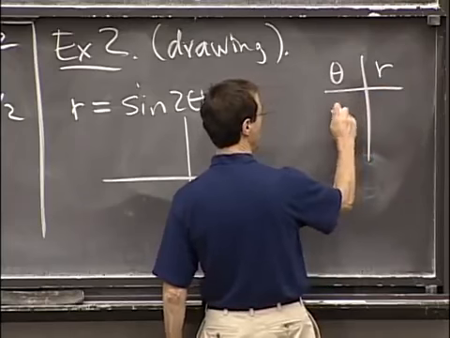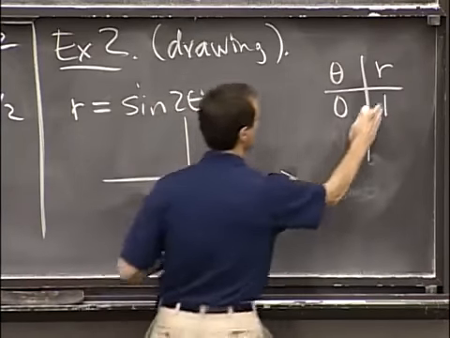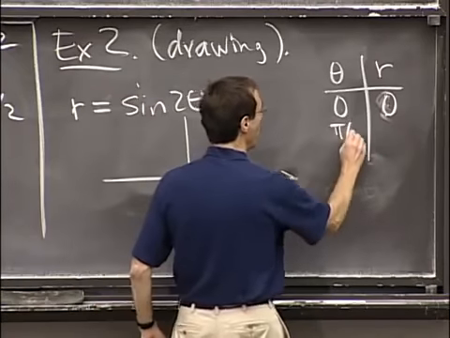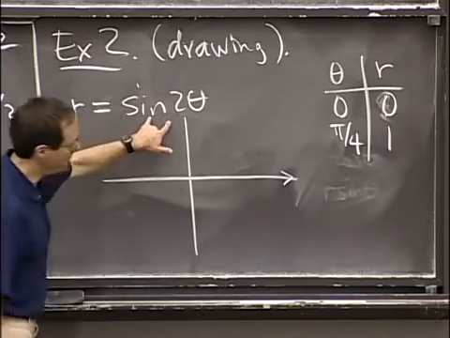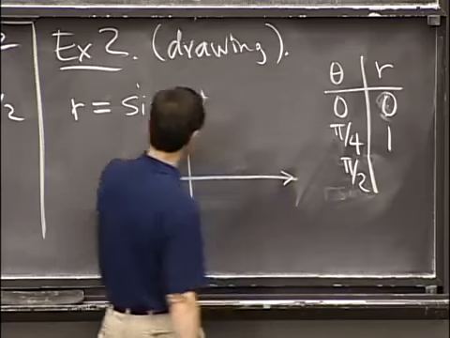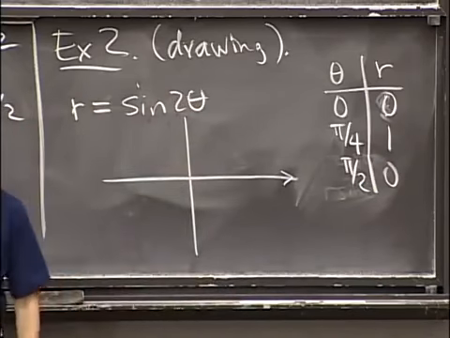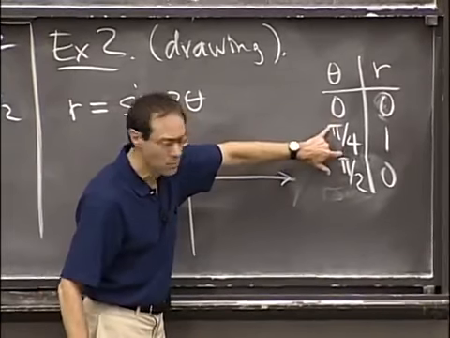I'm not going to plot very many. Theta is equal to 0, I get r is 1. Oh, whoops, I get r is 0. Sorry. And then pi over 4, that's where I get sine pi over 2. I get 1 here for this. And then again, at pi over 2, I get sine pi, which is back at 0 again. And the other thing to say is in between here, it's positive in between.